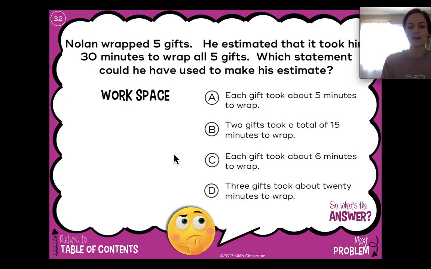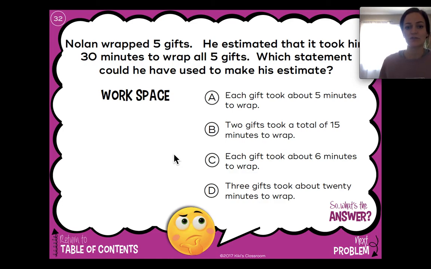Nolan wrapped 5 gifts. Okay, so picture he's got 5 gifts. He estimated that it took him about 30 minutes to wrap them. So all 5. It took him not 30 minutes for each gift, 30 minutes in all for 5 gifts in total. Which statement could he have used to make his estimate?